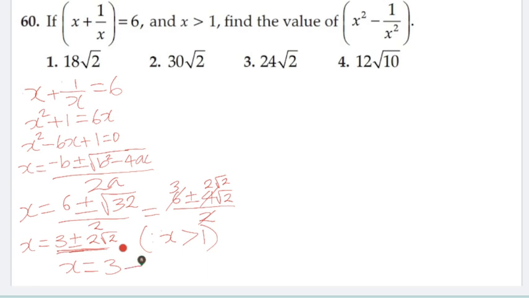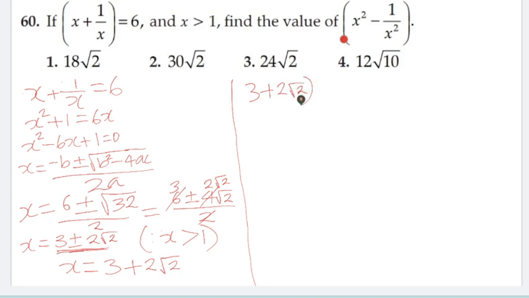So 3 plus 2 root 2 will be our answer for x. Now with this value we have to find out the value of x square minus 1 by x square. So let's see how we are going to do that. We got the value of x as 3 plus 2 root 2.